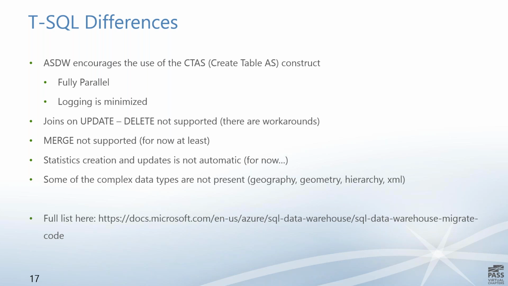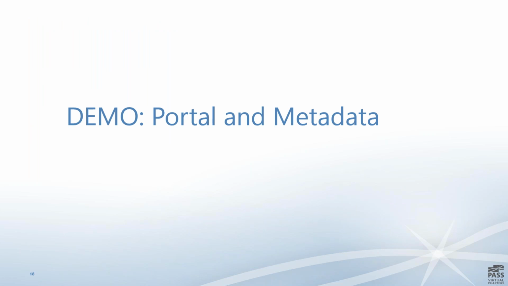And some of the complex data types that you might have on SQL on-prem are not present on Azure SQL DW at the moment, like geography, geometry, hierarchies, or XML. So if you are thinking of warehousing these types, then you can probably bring them in as binaries, but you won't be able to use the functions or the analytical functions that you're used to using when you're working with them on-prem or on just vanilla SQL Server, okay?